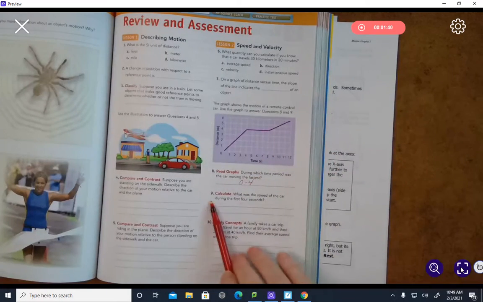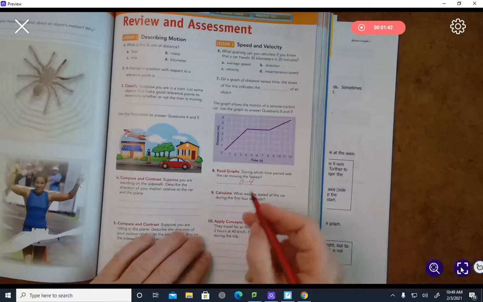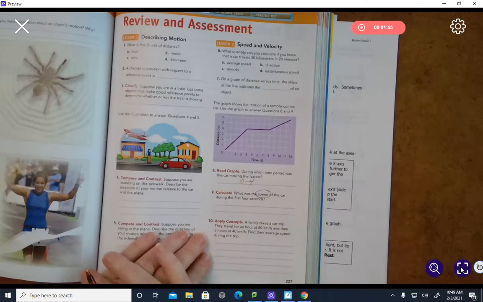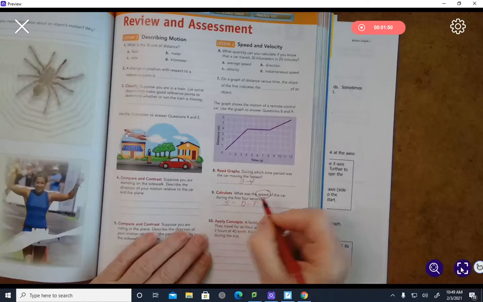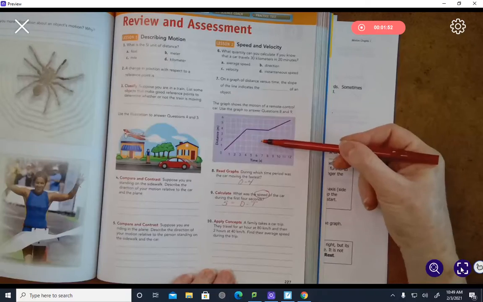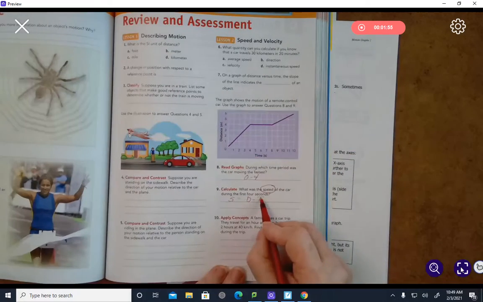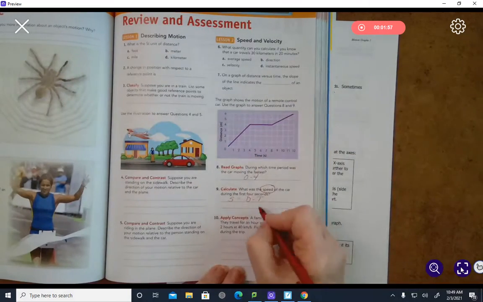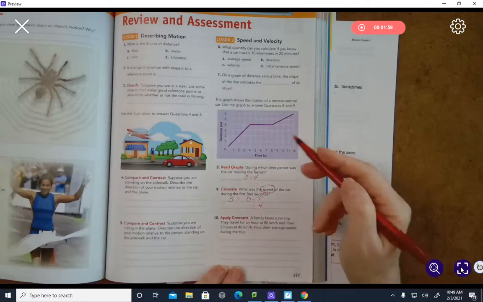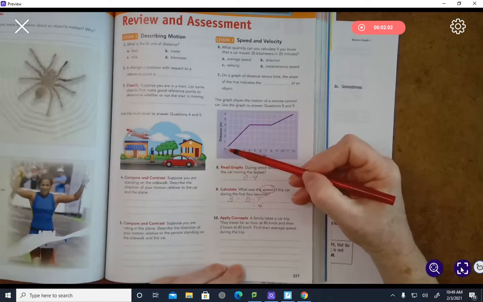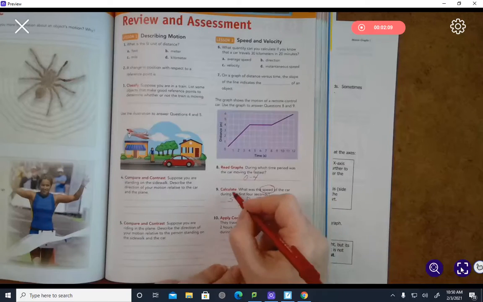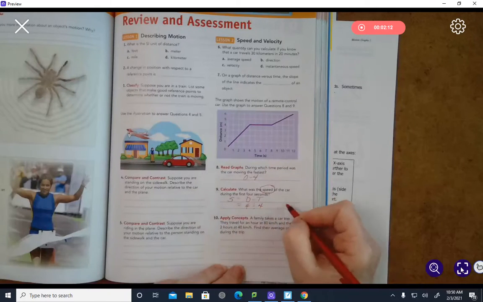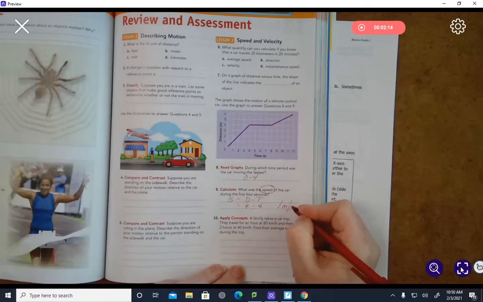What was the speed of the car during the first 4 seconds? Well, speed equals distance divided by time. So I can use a graph to find that out. We already have time, 0 to 4 seconds, the first 4 seconds. Now we have to figure out the distance. So we just go up to this graph and look at the distance. The distance was 4. So what is 4 divided by 4? It would be 1 meter per second. So the answer here is 1 meter per second.